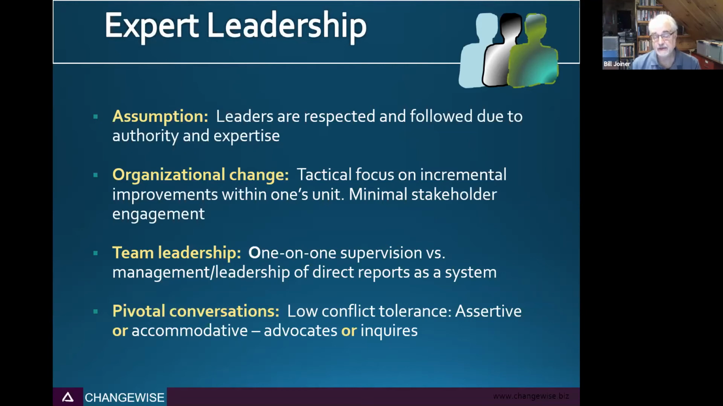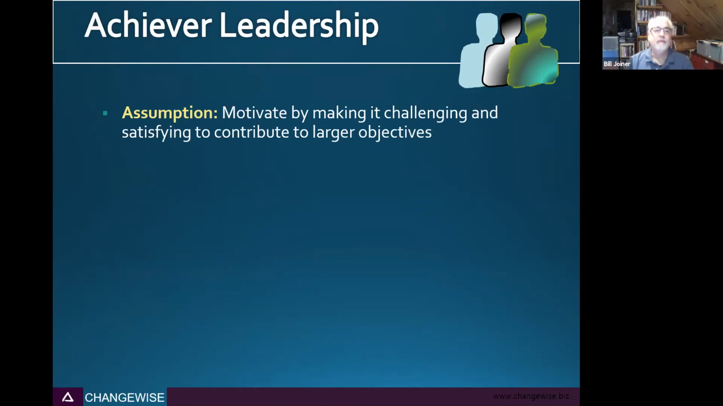As I said, according to our research, more leaders are at this level of agility than any other, which gives us a lot of things to work on. So achiever leadership, by contrast, the assumption is that leadership is about motivating people. You know, you need to make it challenging for people and satisfying for them to contribute, not just to get the task done, which is kind of the focus of the expert, but to contribute to larger strategic objectives.